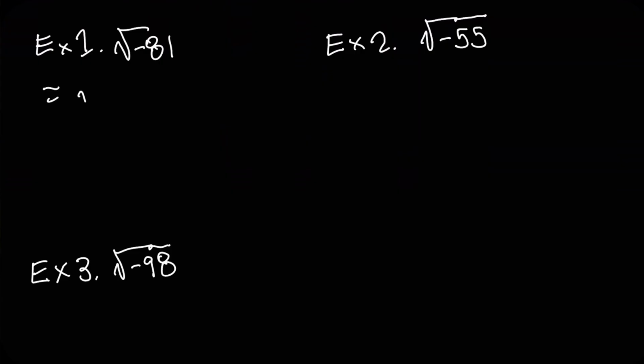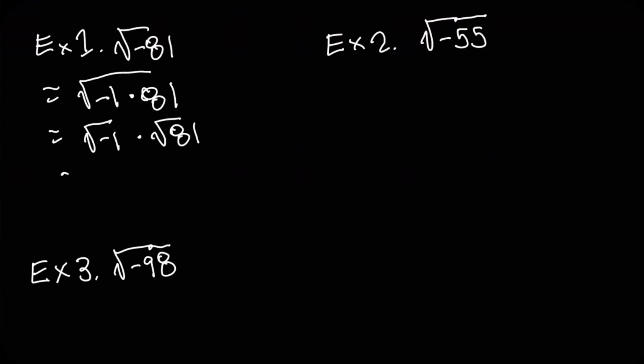This will be the square root of negative 1 times 81, which is also equal to the square root of negative 1 times the square root of 81. And we know again that the square root of negative 1 is equal to i. So we can write i, and the square root of 81 is 9. So we can write 9. And a further way that we can reduce this is just saying 9i.